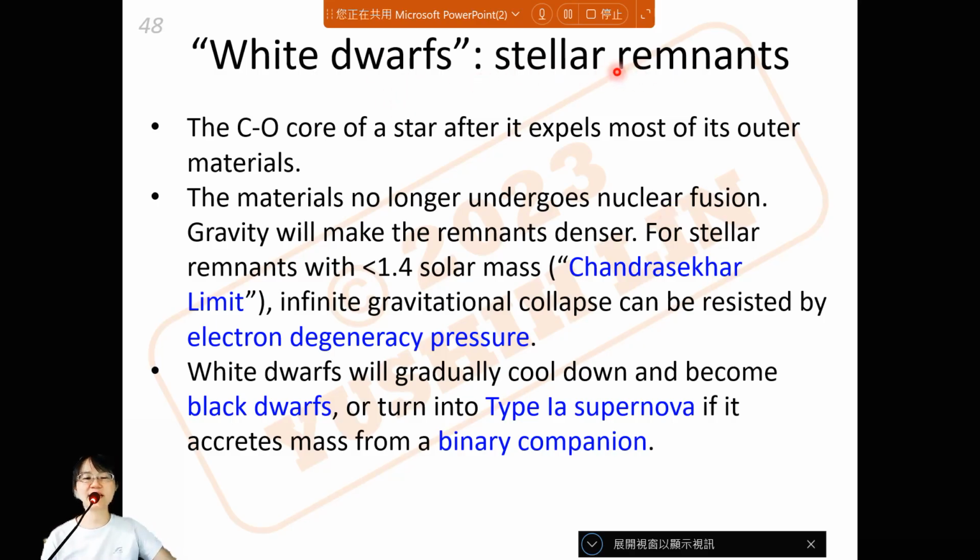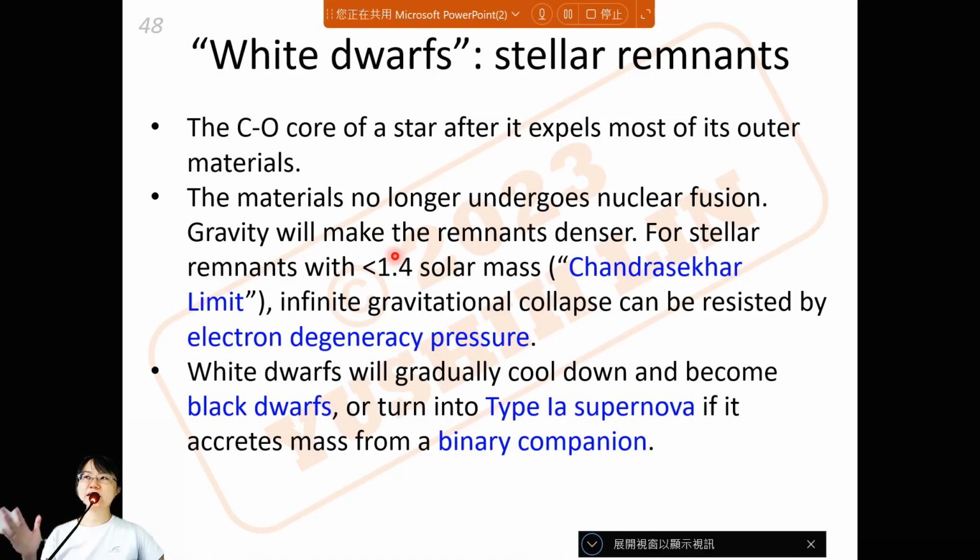So a white dwarf is a stellar remnant, the carbon-oxygen core of a star after it expels most of its outer material. And the ejected material will gradually dissipate into the universe and will be gone, leaving the internal part of the star, which is a white dwarf. The material no longer undergoes nuclear fusion. Gravity will make the remnants denser. For stellar remnants with less than 1.4 solar mass, this is a famous limit called the Chandrasekhar limit. Apparently, this is based on some theoretical calculation.